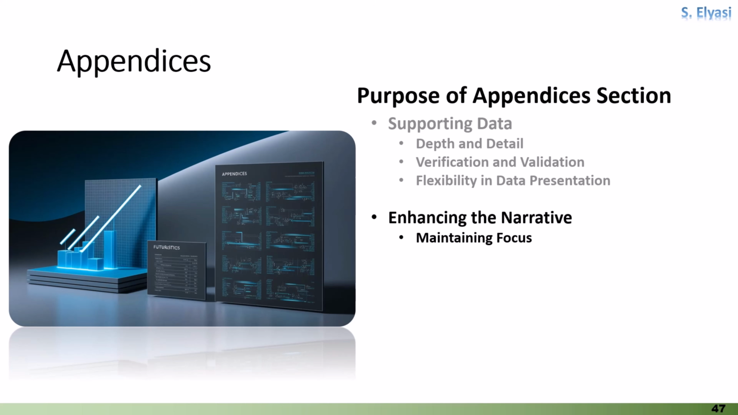Enhancing the narrative. Maintaining focus. The main text of a scientific article needs to be concise and focused on a central thesis or research question. Appendices allow the author to maintain this focus without omitting necessary background information, detailed data, or secondary analyses that support the primary narrative but are too detailed to include in the main sections.